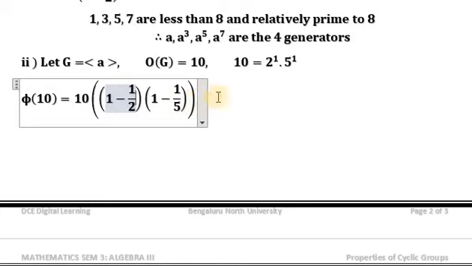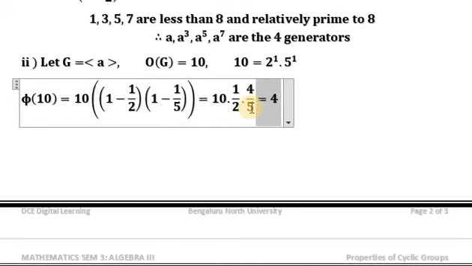Now by considering the phi of n formula, phi of 10 is equal to 10 into 1 minus 1 by 2 into 1 minus 1 by 5. P1 is 2, P2 is 5. So phi of 10 is written as 10 into 1 minus 1 by 2 into 1 minus 1 by 5. Now on simplification, we get this as 10 into 1/2 into 4 by 5. So further if we simplify, we get 4. Even this group has 4 generators.